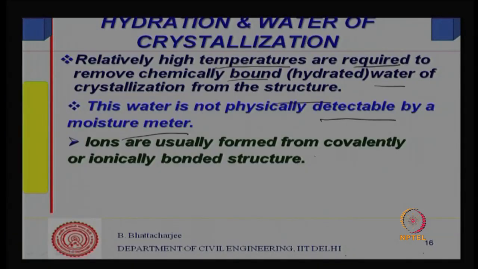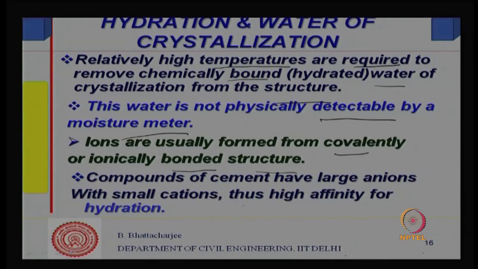Ions are usually formed from covalently or ionically bonded structures, right, and compounds of cement have large anions with small cations, thus high affinity for hydration. So, that is what we have understood, that in cement we have large anions and small cations, so it readily hydrates and forms the hydrated structures. That is why the structure of cement compounds was important, and it is therefore that we now also understand the process of hydration, and that is why cement reacts.